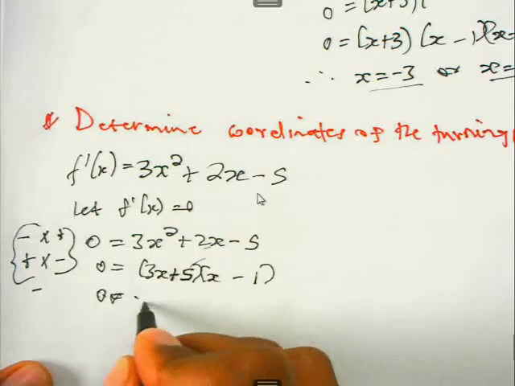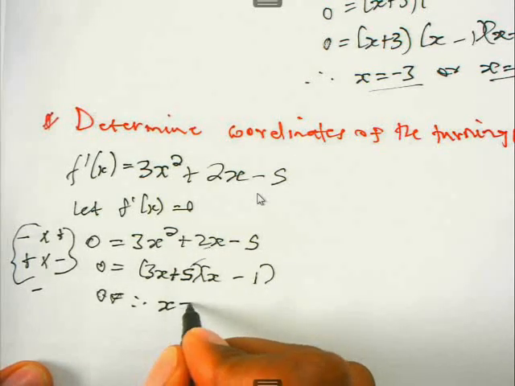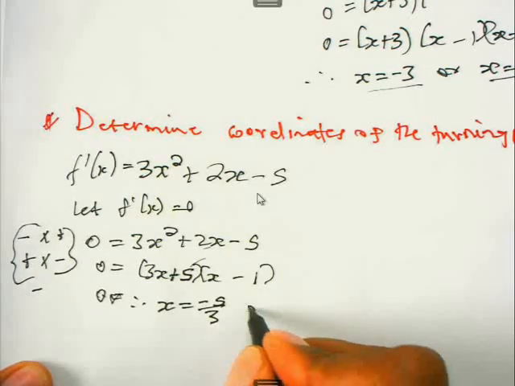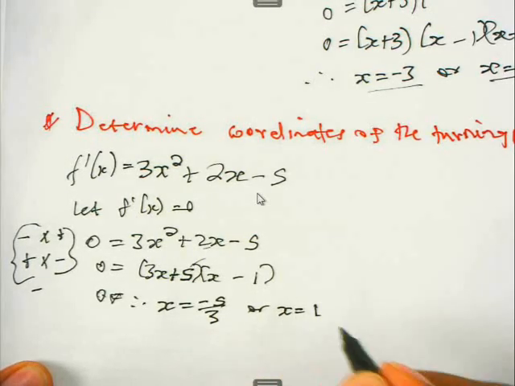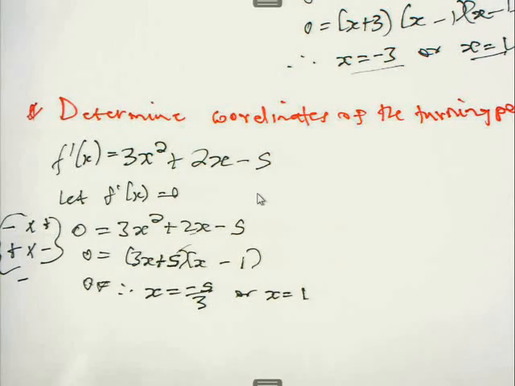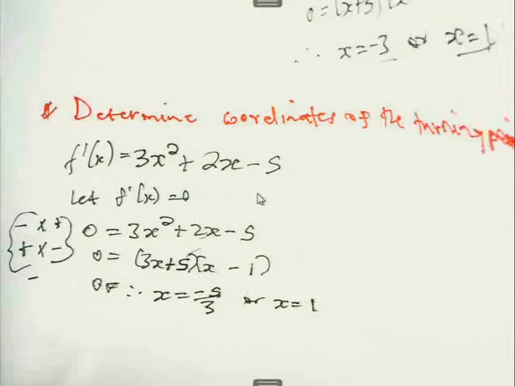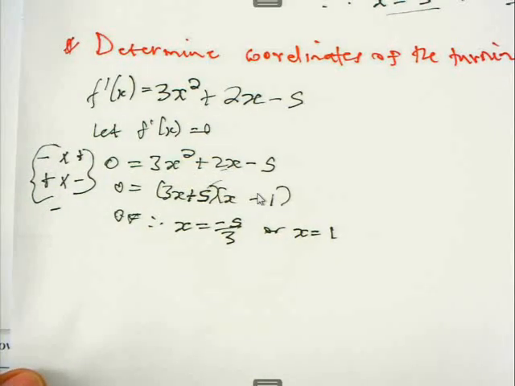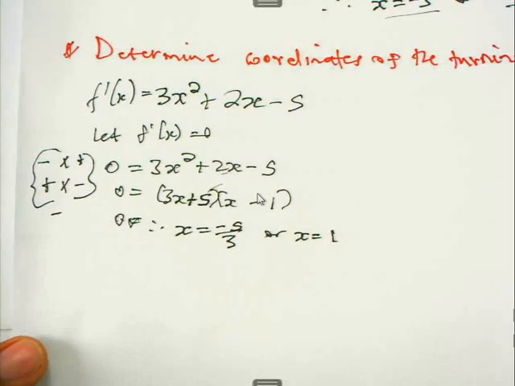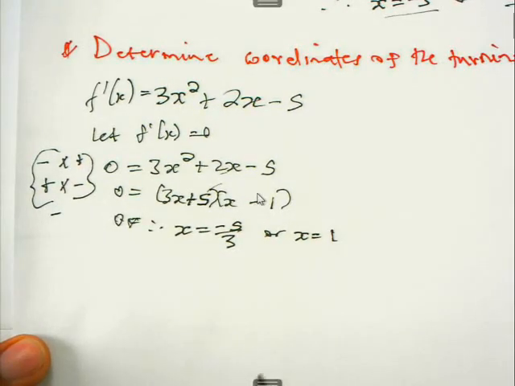We can now say, therefore, x is equal to minus 5 divided by 3, or x is equal to a positive 1. Do you have these x values? Okay, great. Now, once you have the x values, what is it that you must do? You must find the corresponding y values. Is that correct? Yes. How do we determine the corresponding y values?